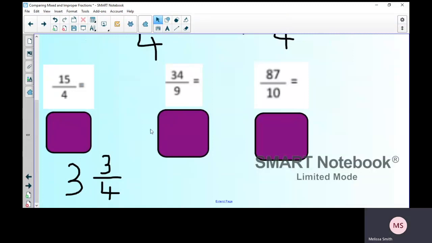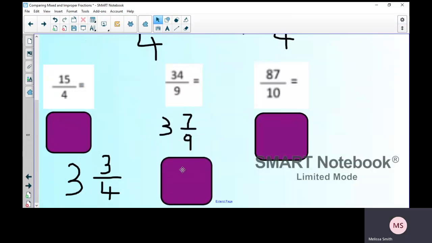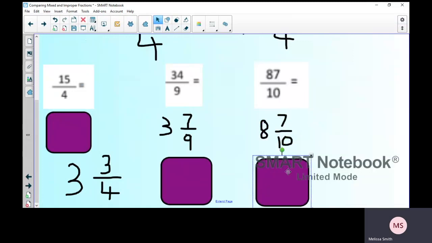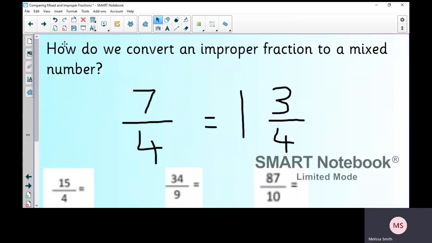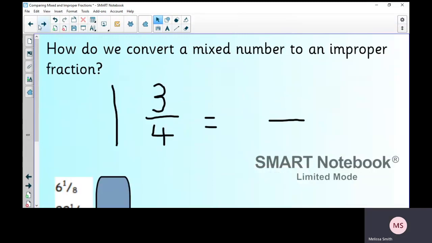And let's have a reveal. Now, you should be really confident with that method. These are the other answers: 3 7/9, and 8 7/10. So now you know how to convert improper fractions to mixed numbers. Now let's have a look at how we convert mixed numbers to improper fractions.